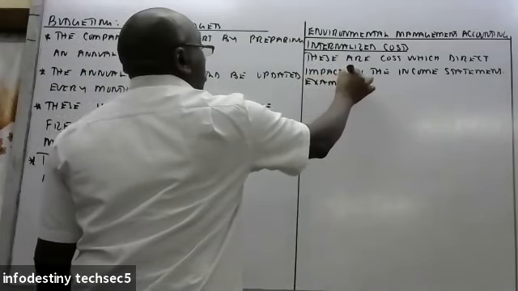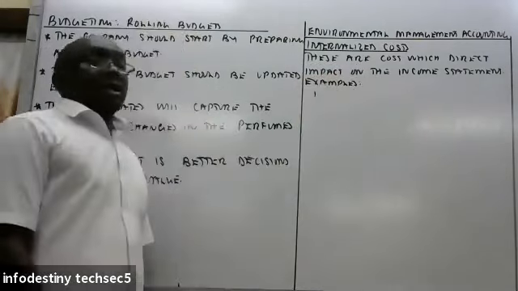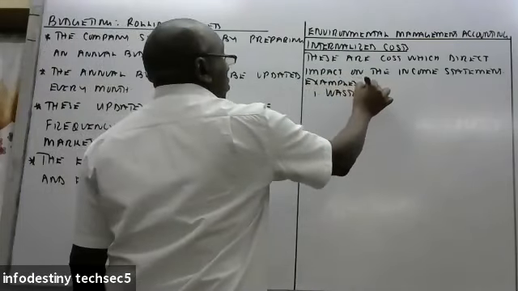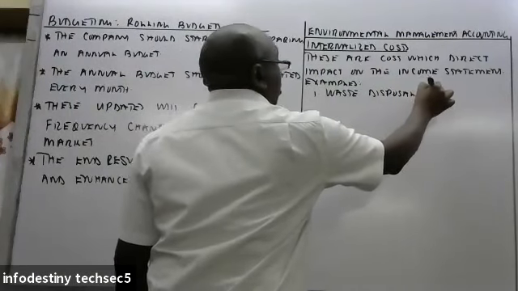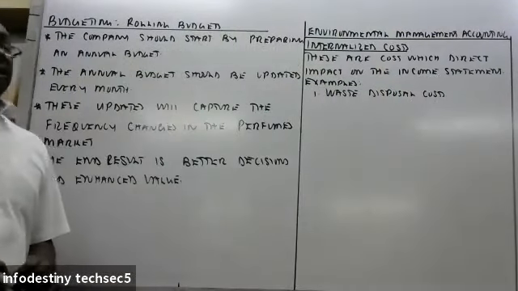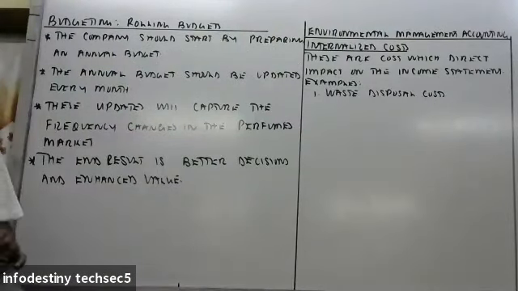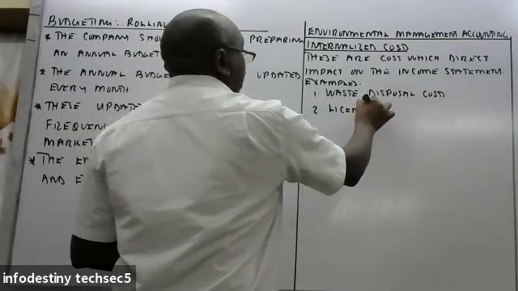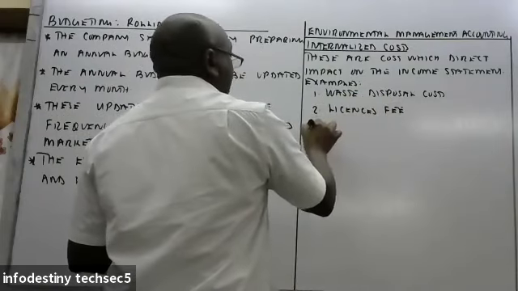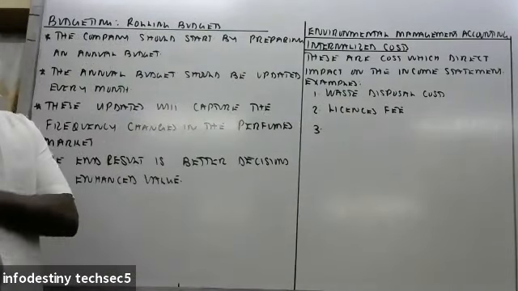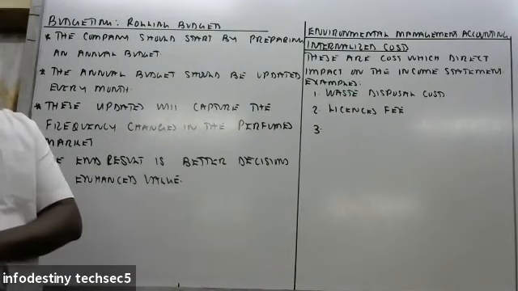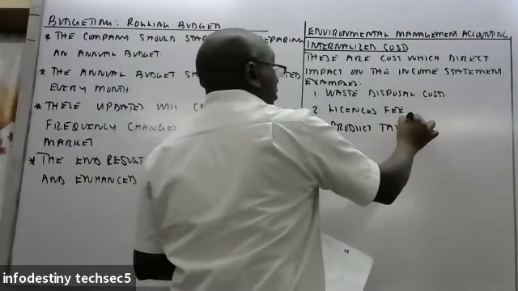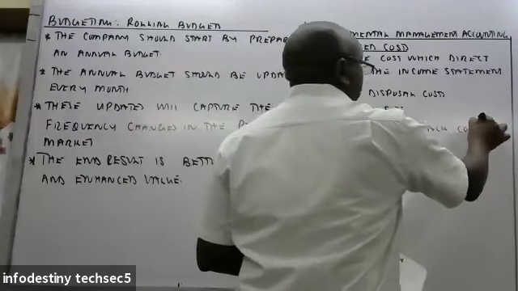Some examples. Example 1, you can talk of waste disposal costs. When you pay for the garbage collector, that is a cost, that is an expense. Number 2, license fees. When you pay for the licenses to obtain that, there is what we call product take back costs.